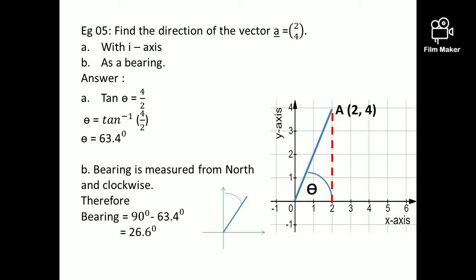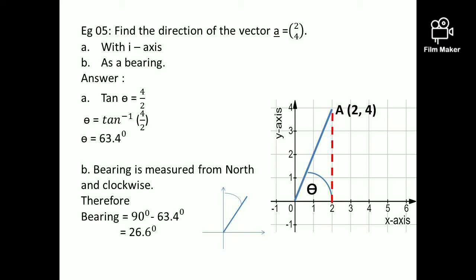The x-axis is the angle theta that you need to measure. Then I will construct a right angle triangle, where, with the angle theta, the opposite would be the height, that is 4, the y value 4, and the adjacent is 2.